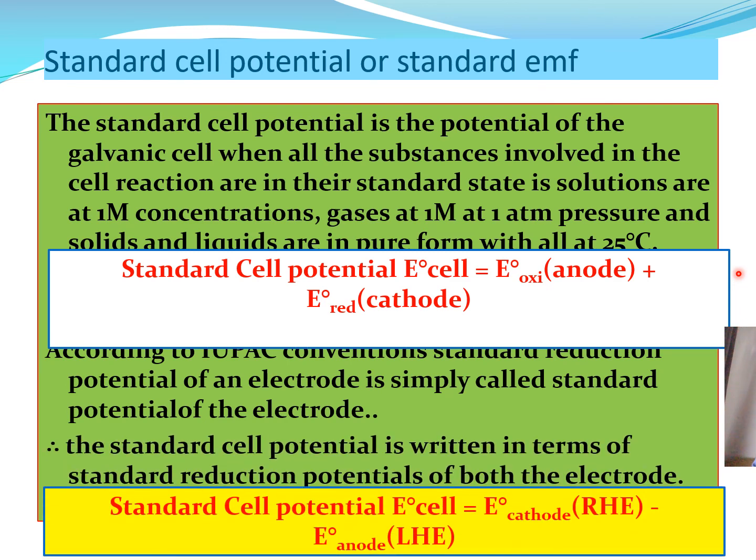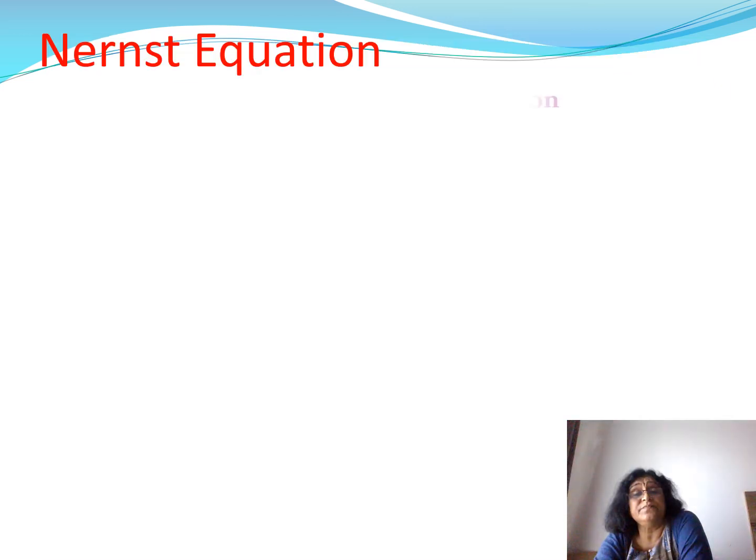The standard cell potential, according to IUPAC, is E naught cell, for which you need to take the reduction potentials of both. So E naught cathode minus E naught anode. So the right hand side electrode minus the left hand side electrode, their potentials give you the standard cell potential.